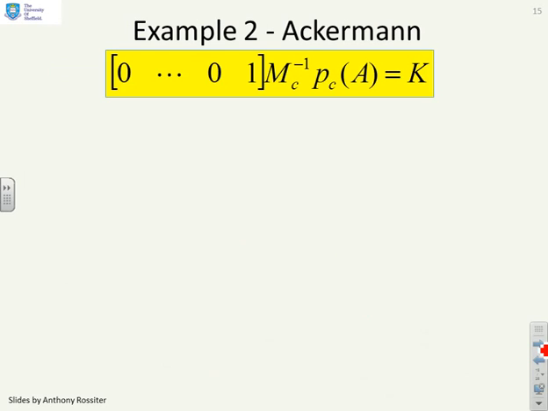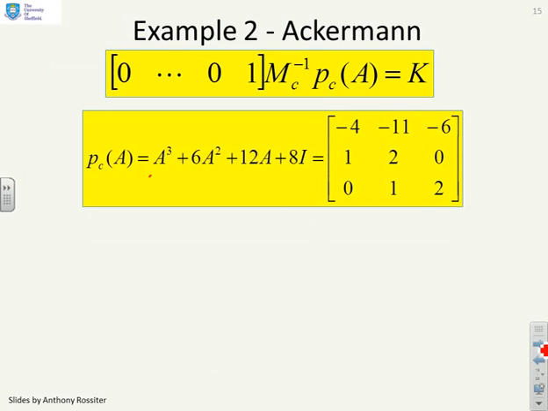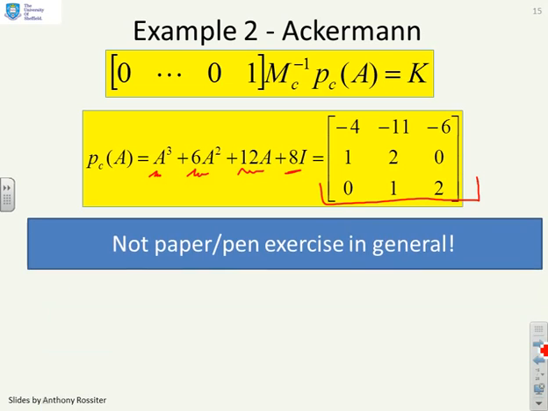And finally, what about Ackermann's method? Well, here's the formula, but remember this matrix was 3 by 3. So if I said to you, find A cubed plus 6A squared plus 12A plus 8I, and do it on pen and paper, you're going to be well fed up. So I've just given you the answer here. You can check yourself, see how long it takes to do that on pen and paper. So my view is it's not a pen and paper exercise in general. You want to use computer software.